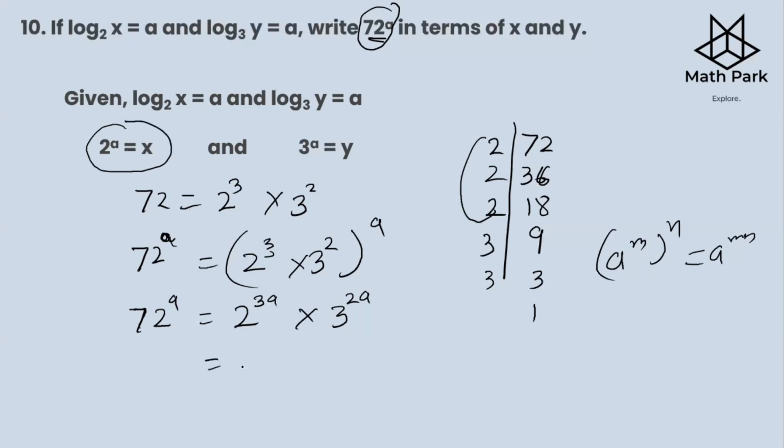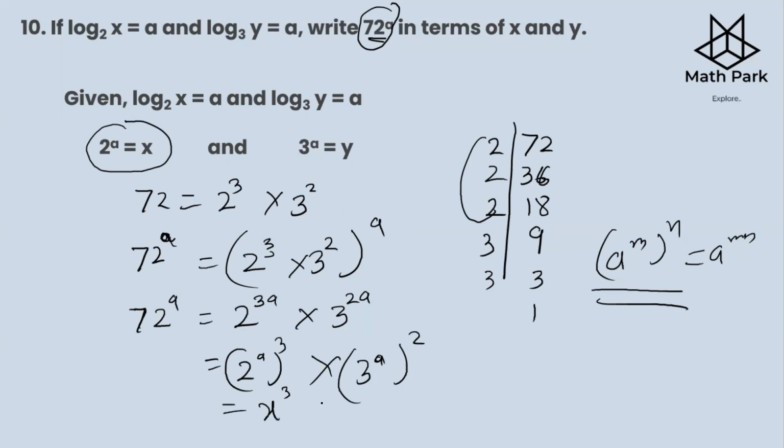So we write this as 2 to the power a cubed using the same law, into here again we have 3 to the power a equals y. So this we can write as 3 to the power a and the square of this, and 2 to the power a is nothing but x. So we get this as x cube times y square. So this is how we have written 72 to the power a in terms of x and y.